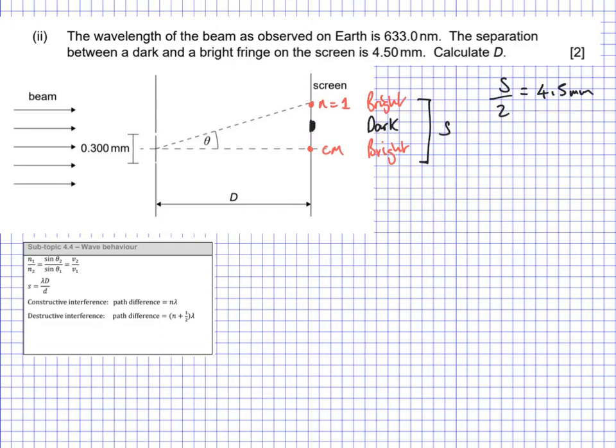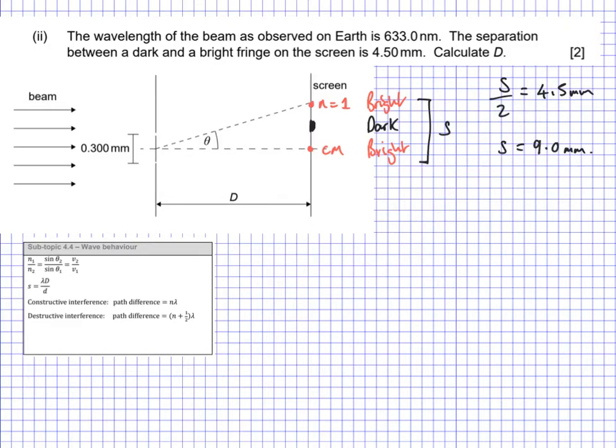Because, of course, we're halfway between the two bright lines, or at least that's the assumption in this question. So S is between the two bright lines, but we're given a value that is halfway. So I'm dividing this S value by 2. That's the 4.5 given. So, of course, our true S value would be 9 millimeters. Okay, and that's really important.